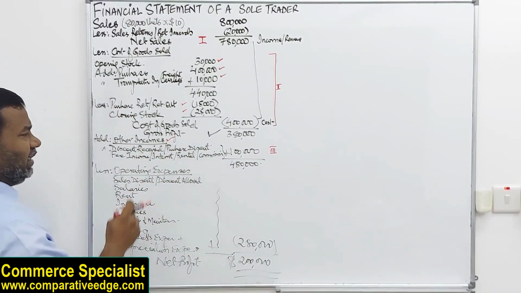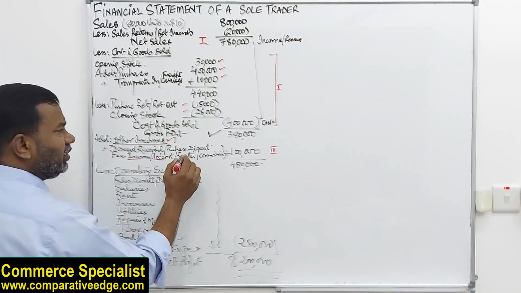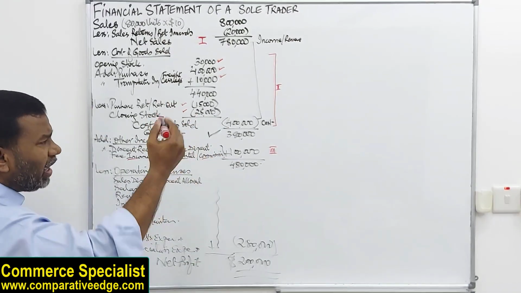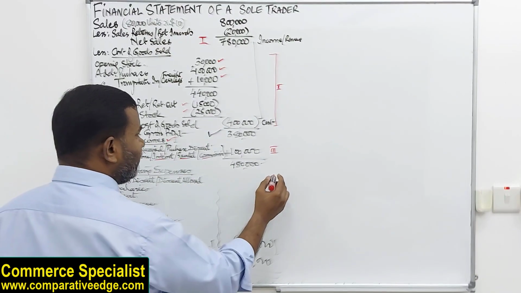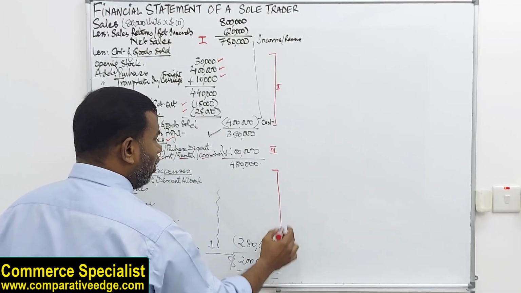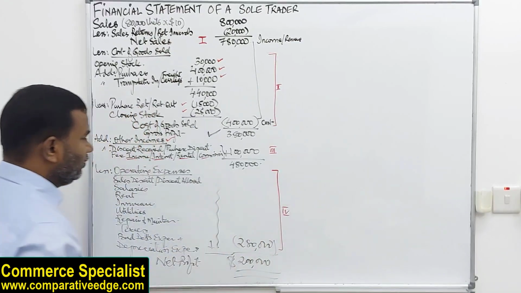Other incomes: discount received, fee income, interest income, rental income, commission income, whatever. If you have it, right. If you don't have it, you can put 0 here. And the last step is you got to add all your expenses.